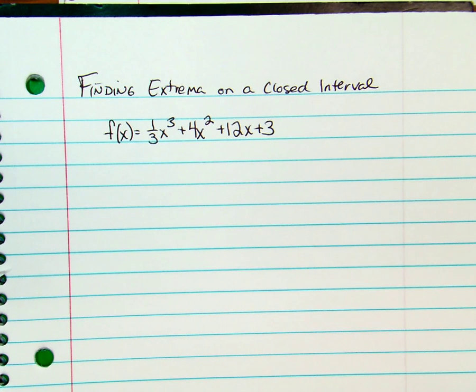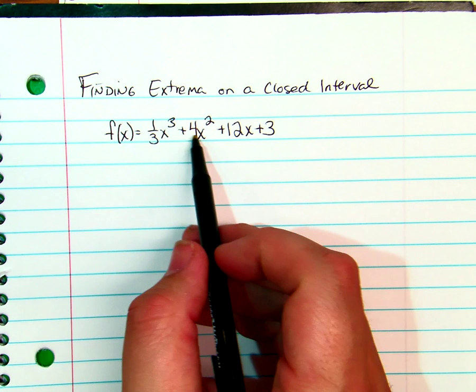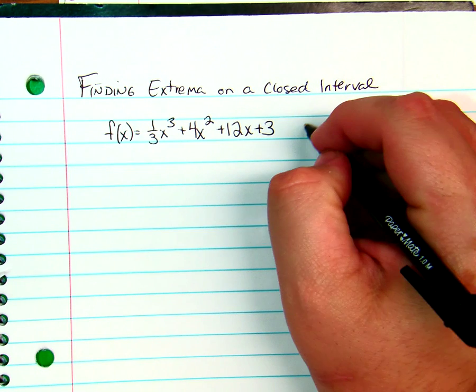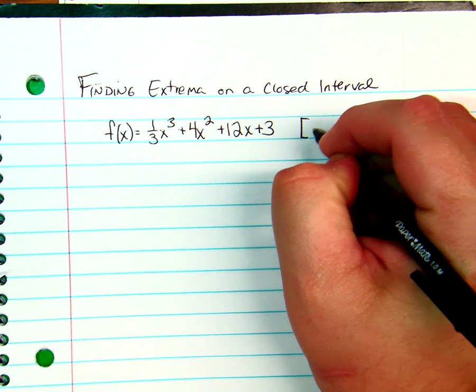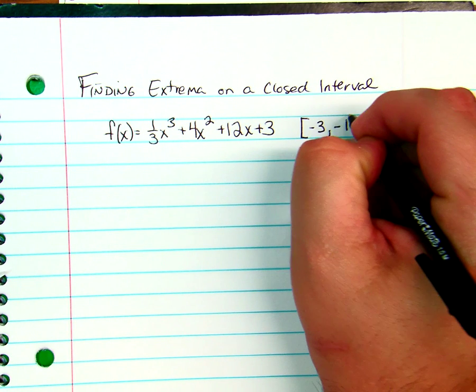Today's video is going to be on finding extrema, maximums and minimums, on a closed interval. And we have our function 1/3 x cubed plus 4x squared plus 12x plus 3. And the interval that we're going to look at is the closed interval from -3 to -1.